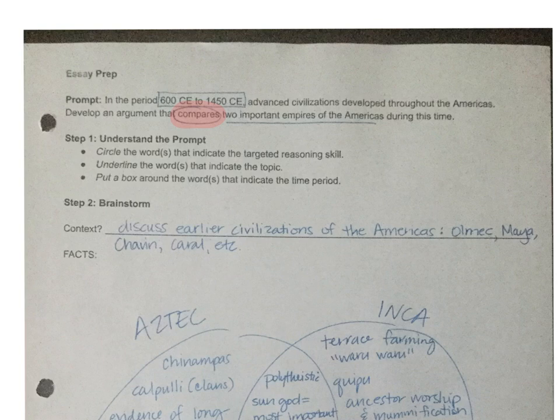And underline the words that indicate the topic. The topic is two important empires of the Americas, or a comparison of two important empires of the Americas. And then you want to place a box around the time period, which is 600 CE to 1450 CE, or simply period 3 that we've been studying. Okay, hopefully everyone was able to do that on their own. If not, do it now.